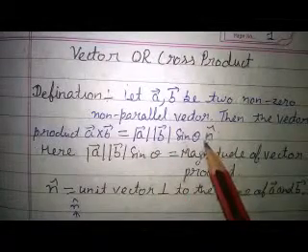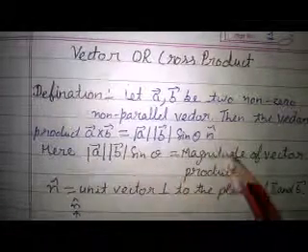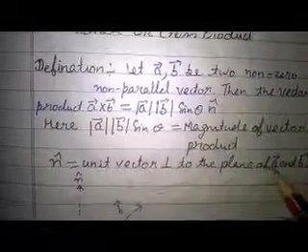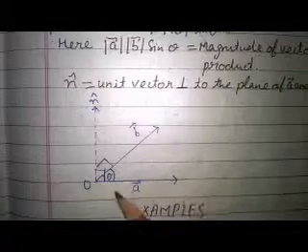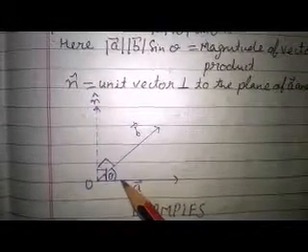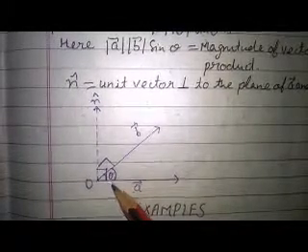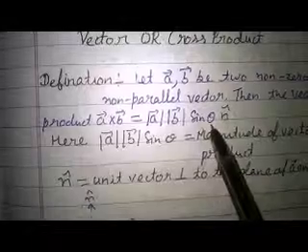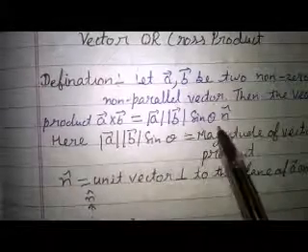Here n cap is a unit vector. Magnitude of A, magnitude of B, sine theta is the magnitude of the vector product, and n cap is a unit vector perpendicular to the plane of vector A and vector B. Here there is a vector A, or this is a B vector, and theta is the angle between them, and n cap is a unit vector perpendicular to the plane of vector A and vector B. Students, in the cross product, this is the magnitude part, this is the direction, so cross product is a vector product. Students, now we are doing important points.